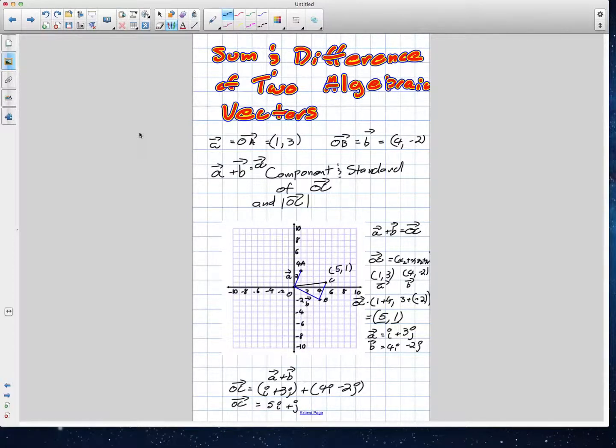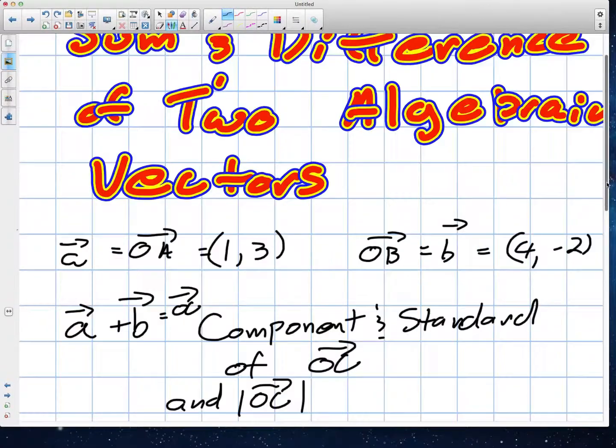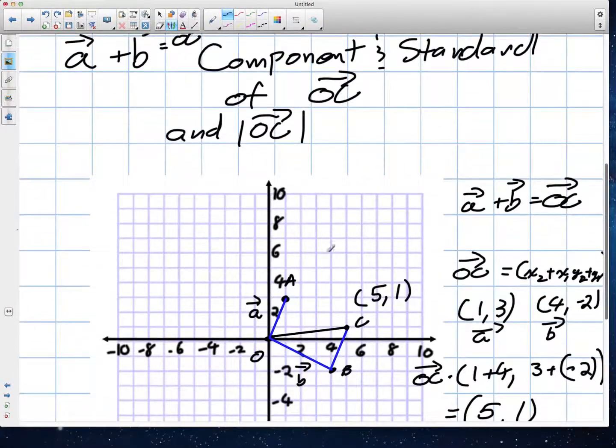Now, let's say we're trying to find out the absolute value of OC. Let's zoom in again. Well, what we have here is a triangle. And because we have a triangle here, we need to find the magnitude of these lines in order to figure out the magnitude of our new resultant vector OC. So to find the magnitude of these lines, we use the Pythagorean theorem to solve every single one of them.